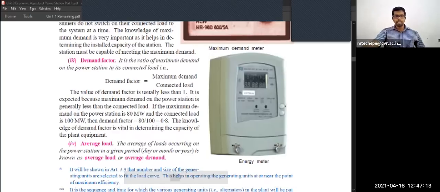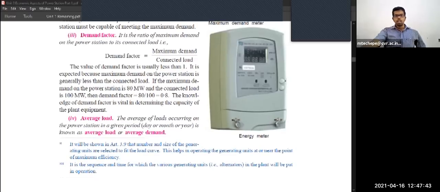If the maximum demand of the power station is 80 megawatt and the connected load is 100 megawatt, then the demand factor is 80 by 100. So the maximum demand we are expecting is 80 and the connected load is 100. So 80 by 100 is 0.8 only. So 0.8 is the demand factor. So this particular substation is operating correctly.